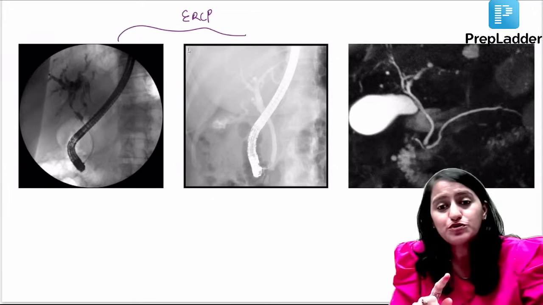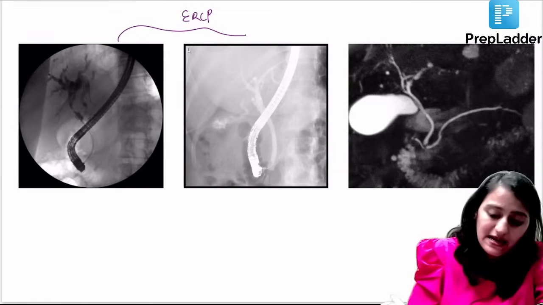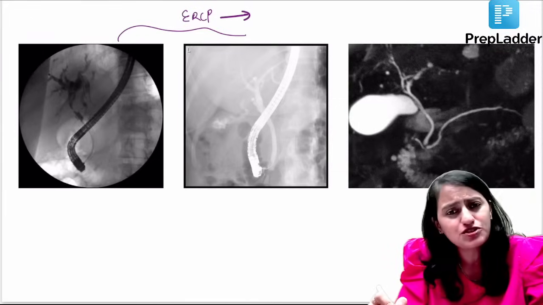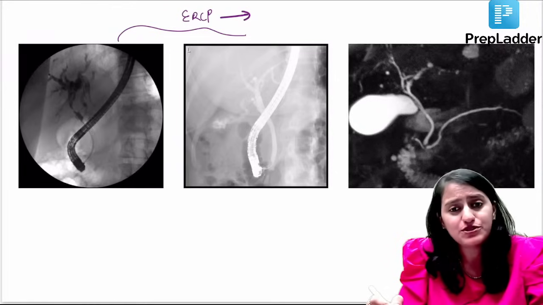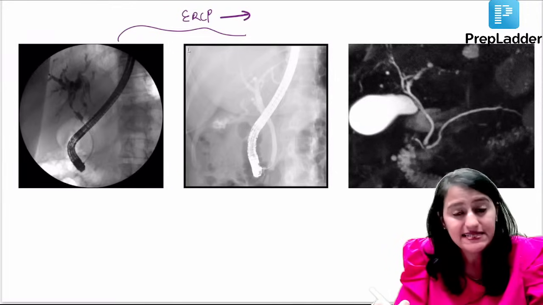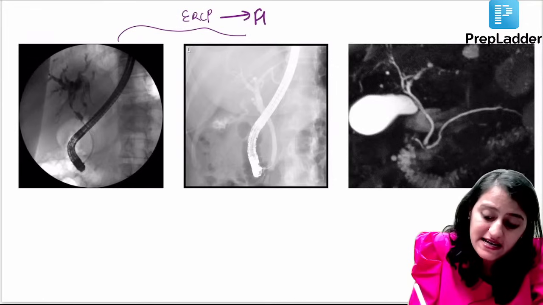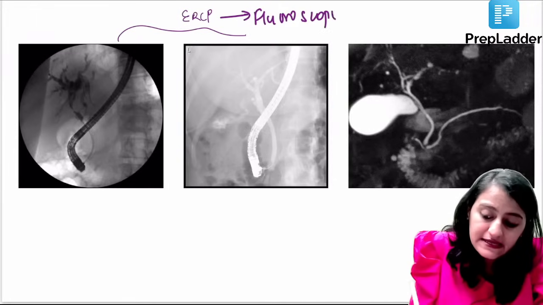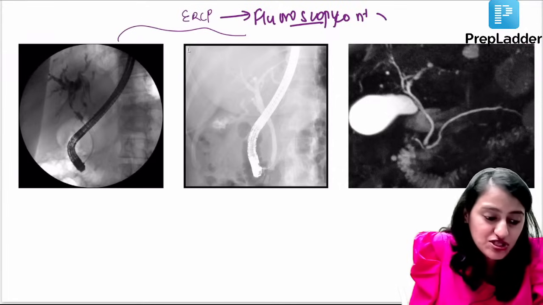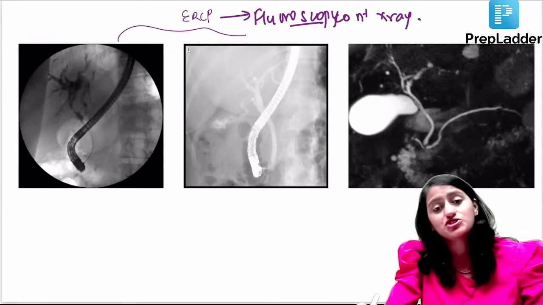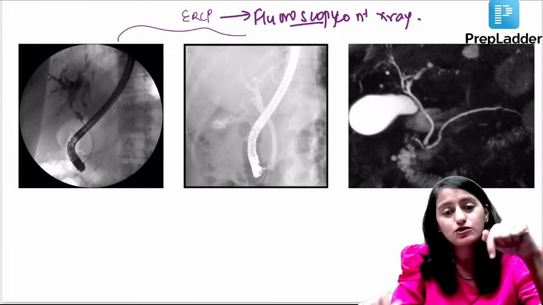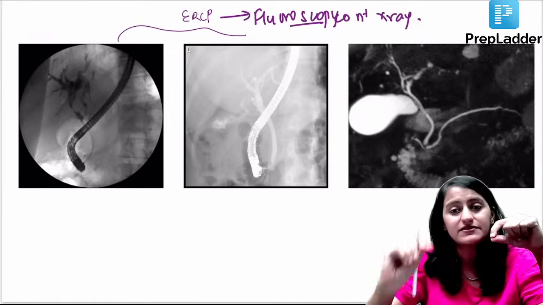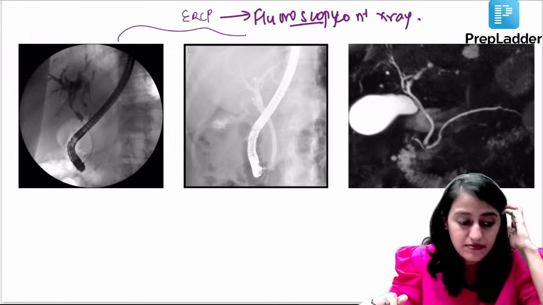So I want you to understand ERCP. Does ERCP have radiation exposure? Yes or no? Yes, it's a contrast X-ray. It is done under fluoroscopy. It has radiation, right? Remember, ERCP has radiation. You put the endoscope, you put the catheter and contrast, and then you take the X-ray images.